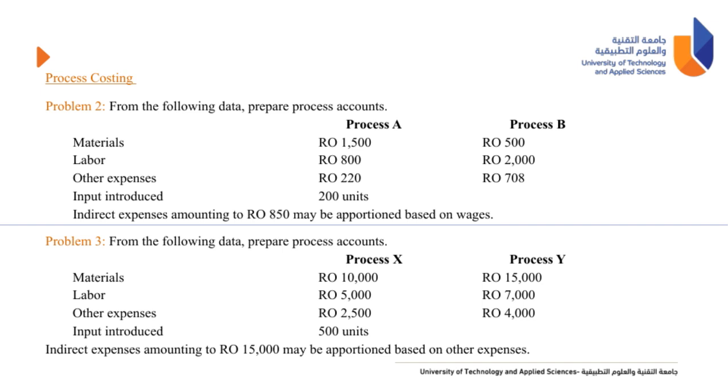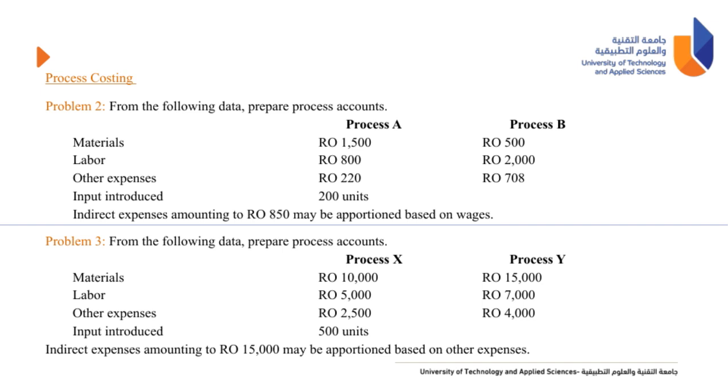Additionally, there are indirect expenses totaling RO 850, which we need to apportion based on wages. That means we'll allocate these expenses proportionally to processes according to their wage costs. This helps us get a clear picture of the true cost incurred by each process.